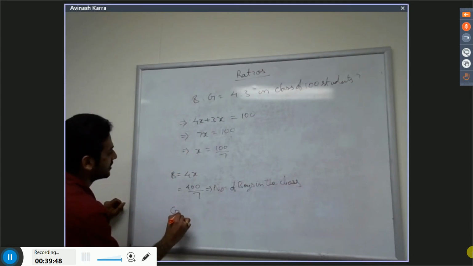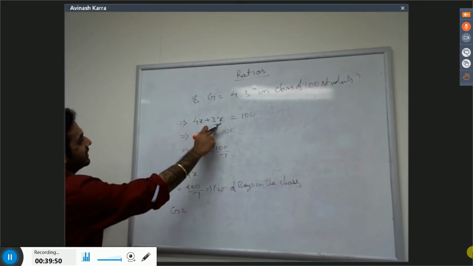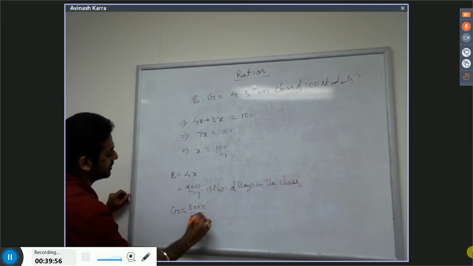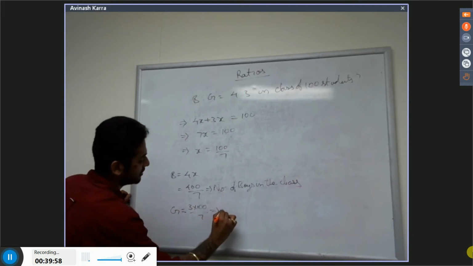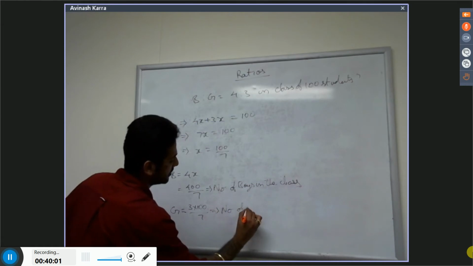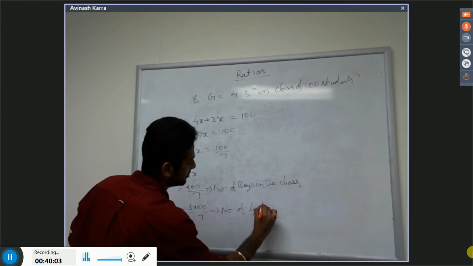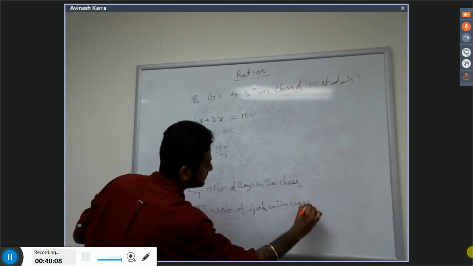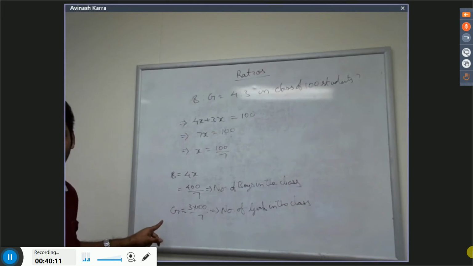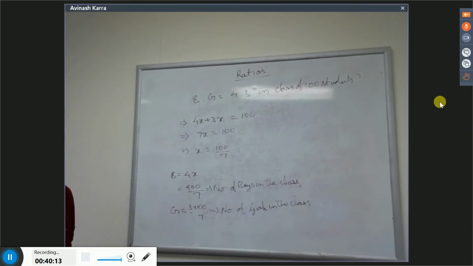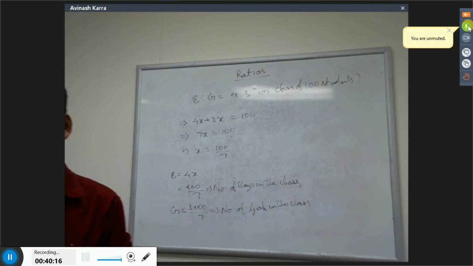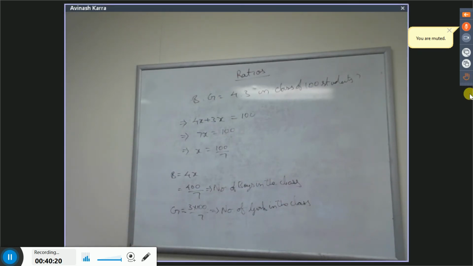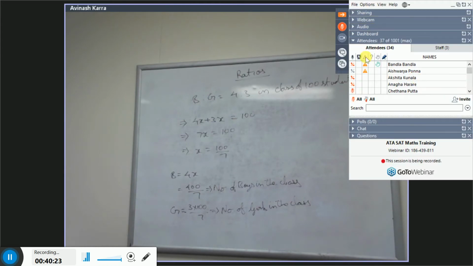For girls, 3x, which is 3 into 100/7, is equal to the number of girls in the class. Is it visible? Okay, let's take the first example in the textbook itself so that you can understand clearly.